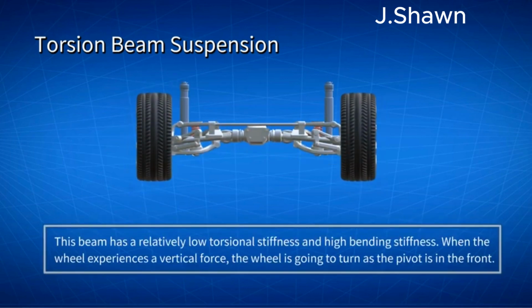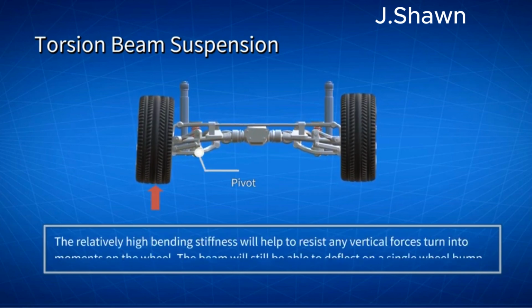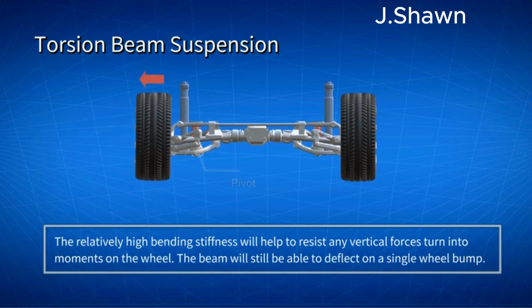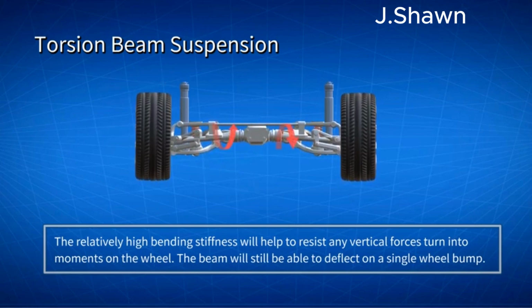The beam normally has a relatively low torsional stiffness and high bending stiffness. When the wheel experiences a vertical force, the wheel is going to turn, as the pivot is in the front. The relatively high bending stiffness will help to resist any vertical forces turned into moments on the wheel. The beam will still be able to deflect on a single wheel bump, due to the low torsional stiffness.